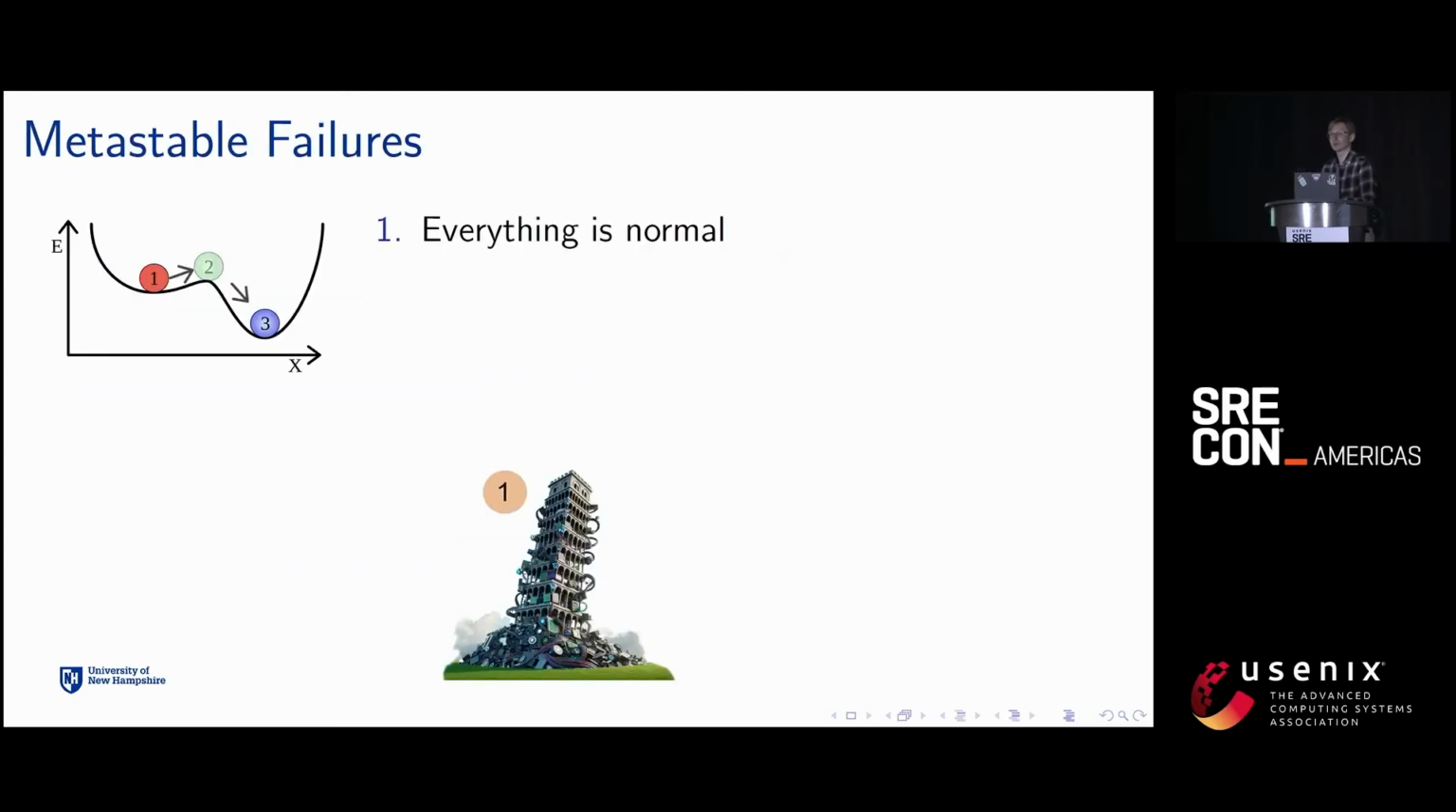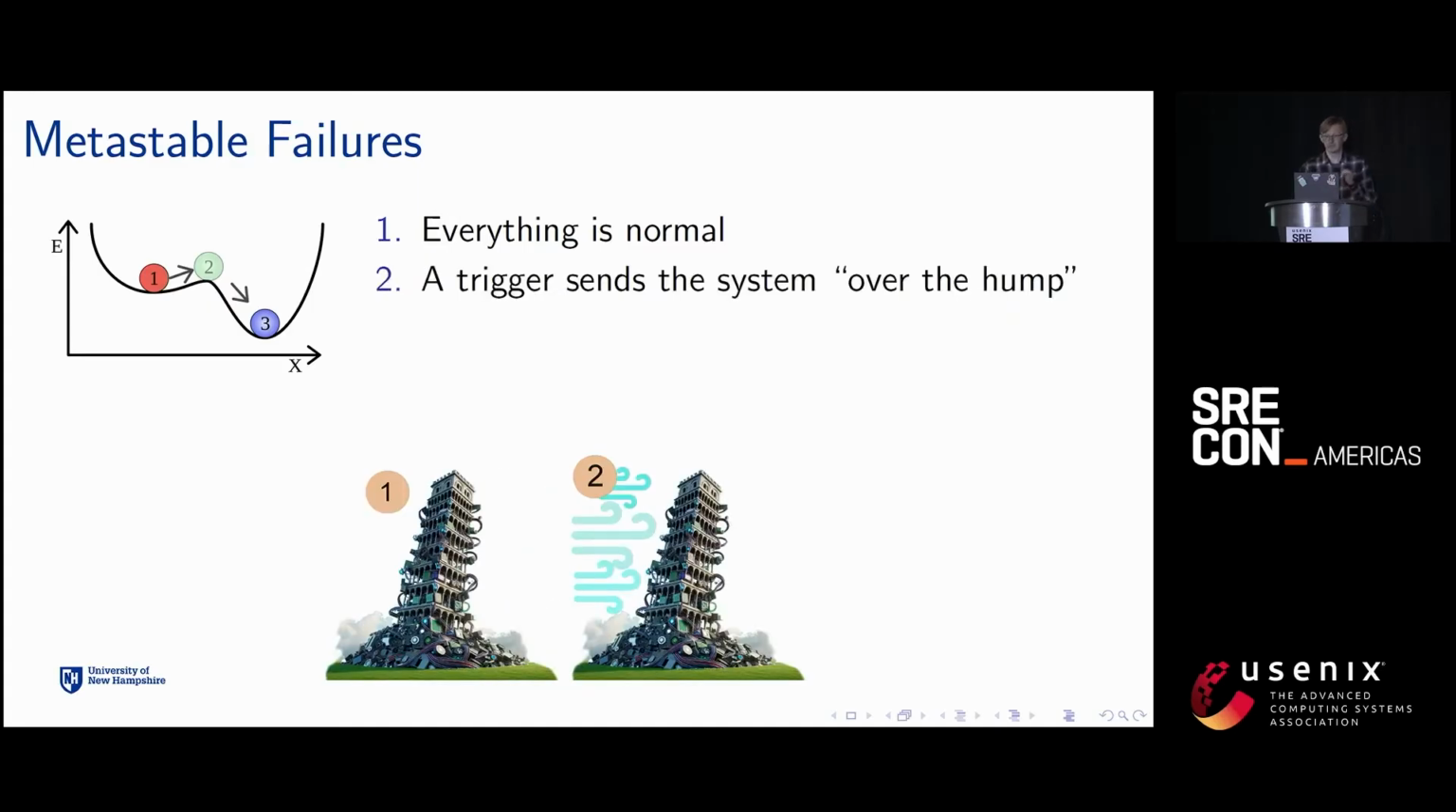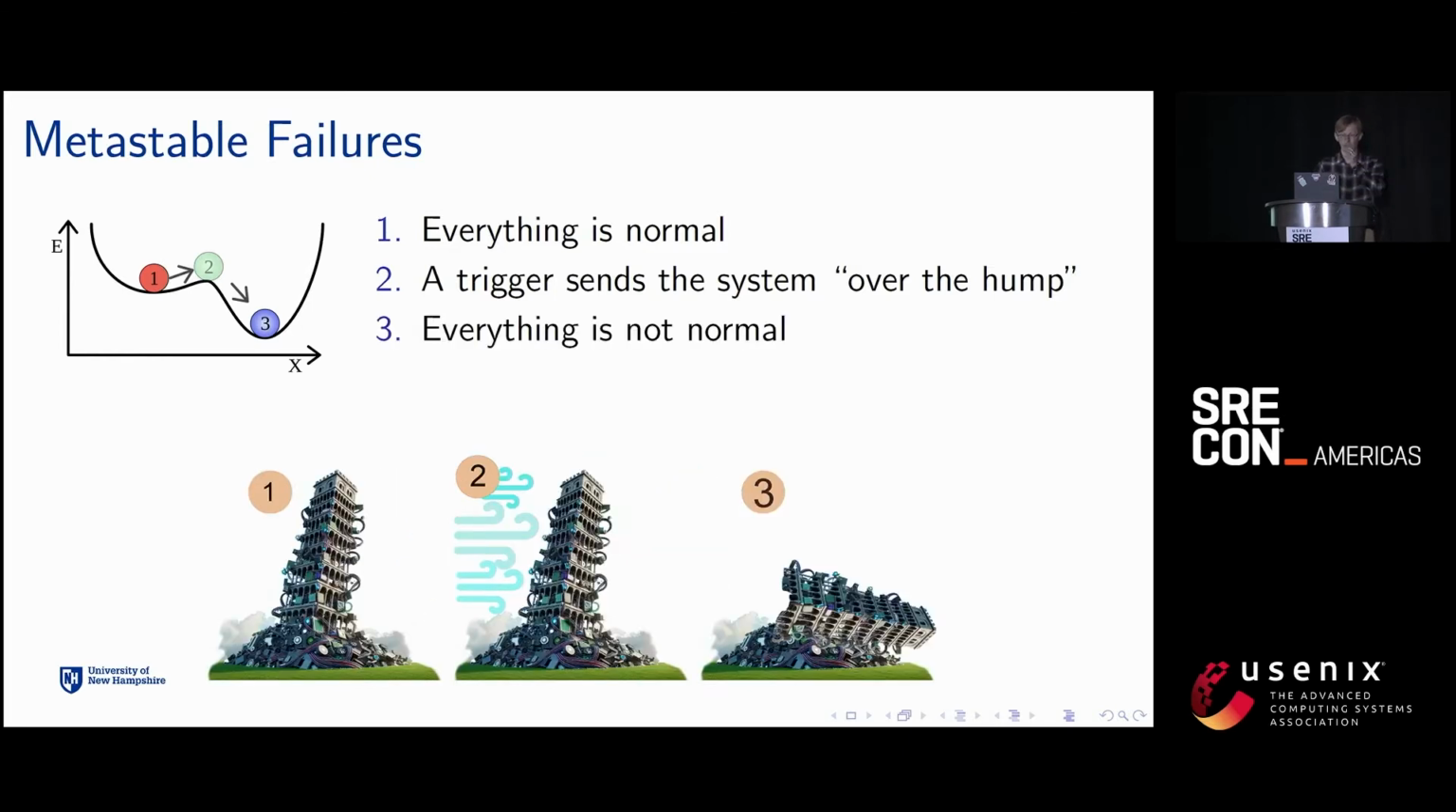I'm going to talk about something called metastable failures. Broadly speaking, this is a class of performance failures. Everything usually starts normal, right? So we have some kind of system. It may be somewhat predisposed to some kind of failure, right? But everything is working fine until some kind of trigger comes in and blows the system over the hump, right? So this is already bad because we can crash the system. So this is not metastable failure yet, and this is not as bad as it gets.